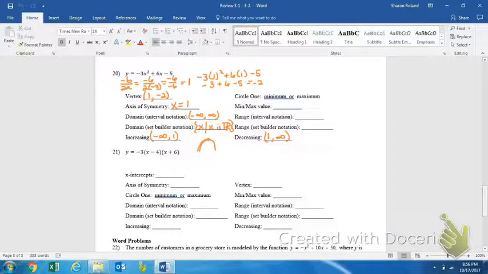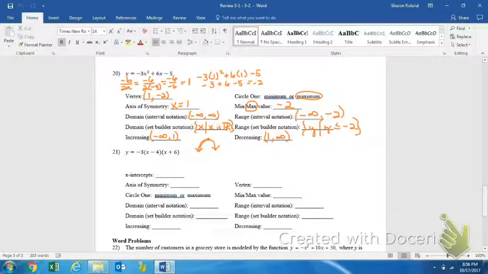Because this opens down, that vertex is a maximum, and the value is the y of your vertex, which is negative 2. The range in interval notation, you start with the parentheses, and it begins at negative infinity because these go forever, and it goes all the way up to negative 2. The range in set builder notation is y such that y is less than or equal to negative 2.